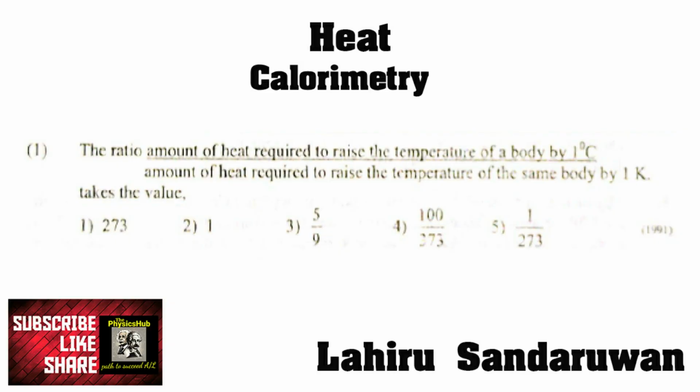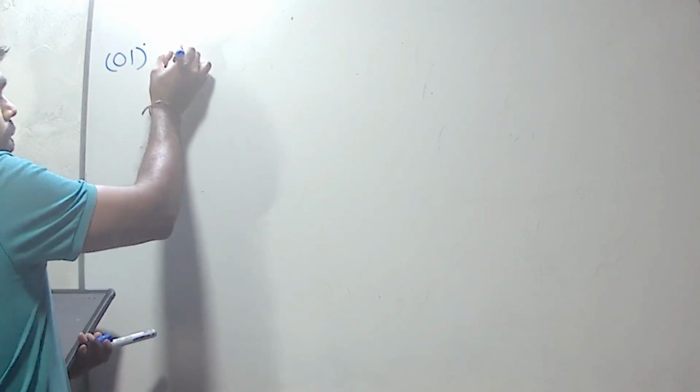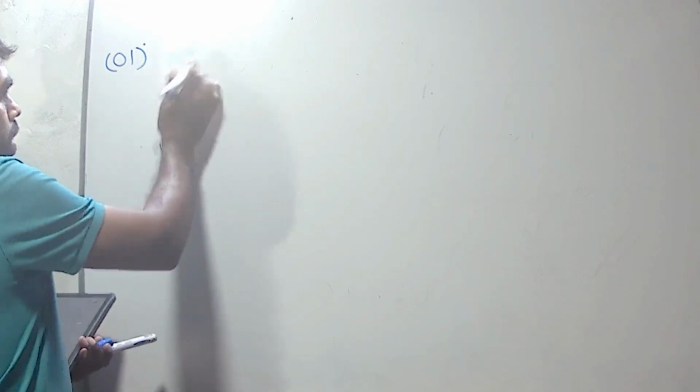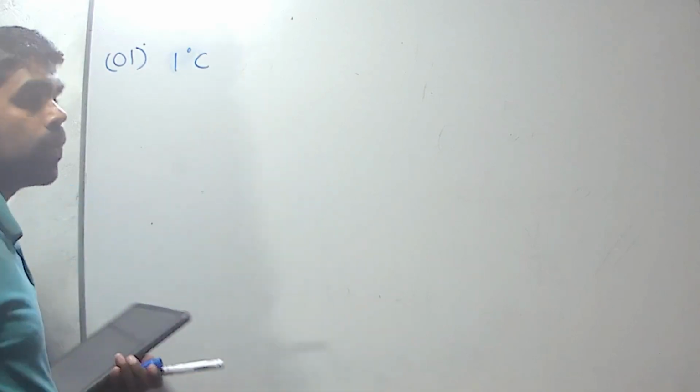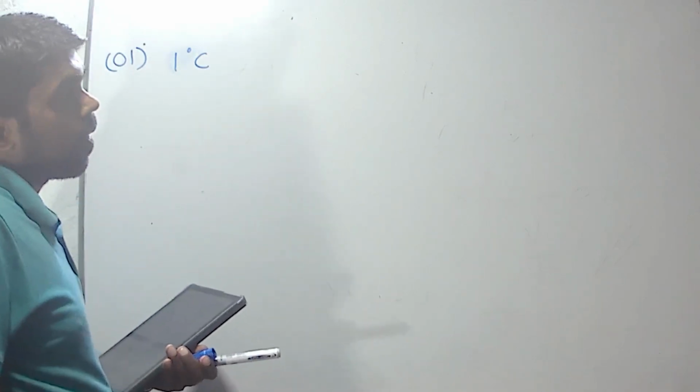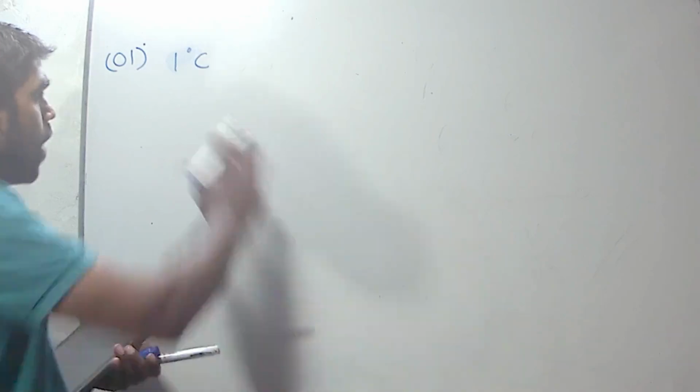The ratio: amount of heat required to raise the temperature of a body by 1 degree Celsius divided by the amount of heat required to raise the temperature of the same body by 1 Kelvin takes the value. When considering temperature difference, we know that 1 Celsius difference is equal to 1 Kelvin difference.